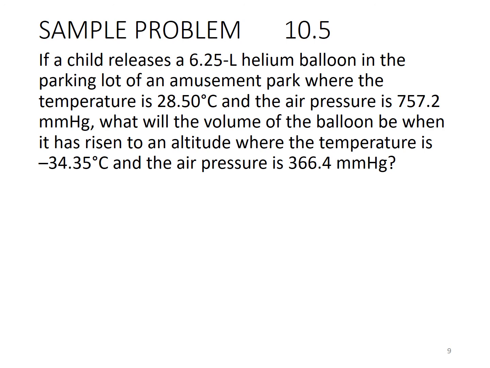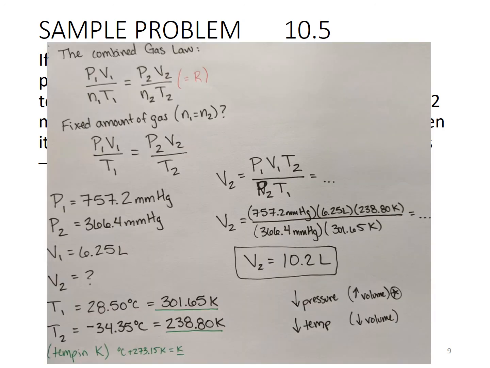So we're going to use the combined gas law. So this is the combined gas law. As kind of a spoiler, this PV over NT equals a constant, and that's the gas constant, which is equal to R. We'll talk about that in the near future, but you could be aware of that if you've seen this before. So we have a fixed amount of gas, N1 equals N2, so the N1 and N2 will cancel, so we can have this relationship here.